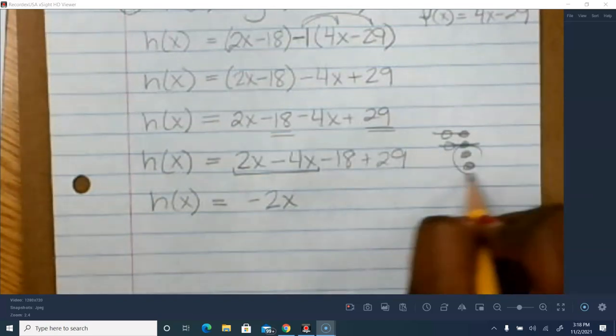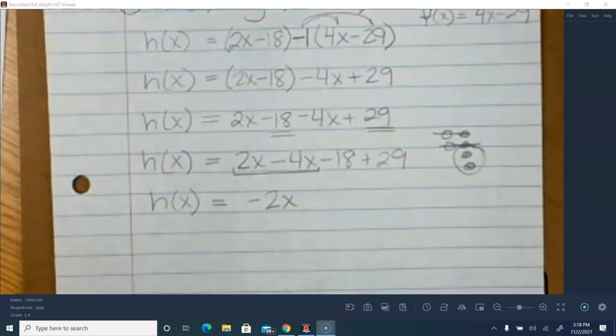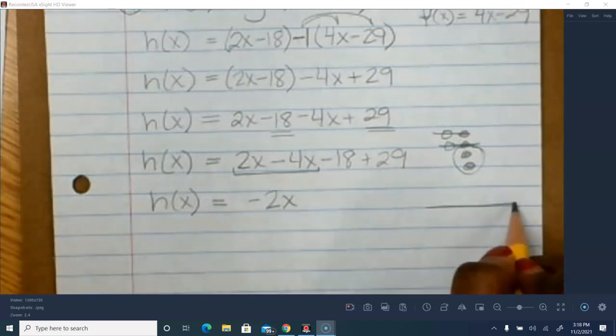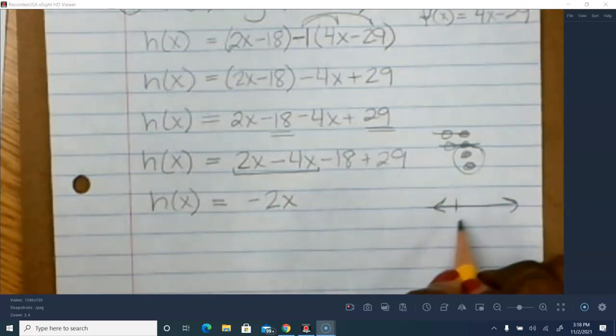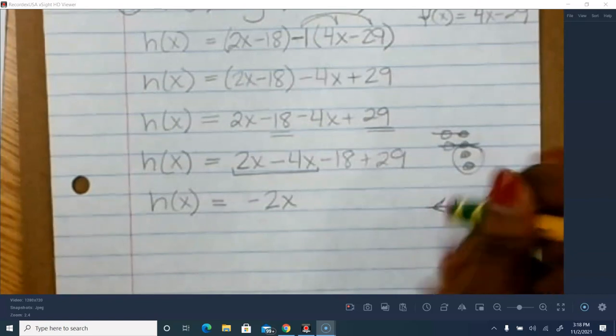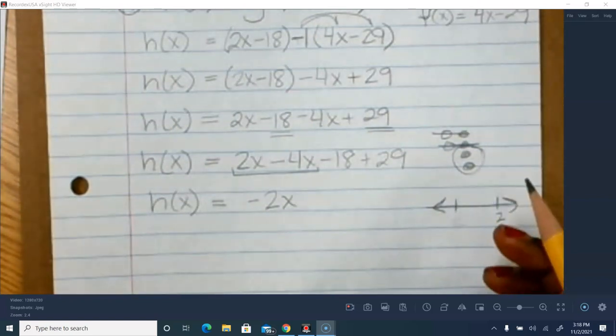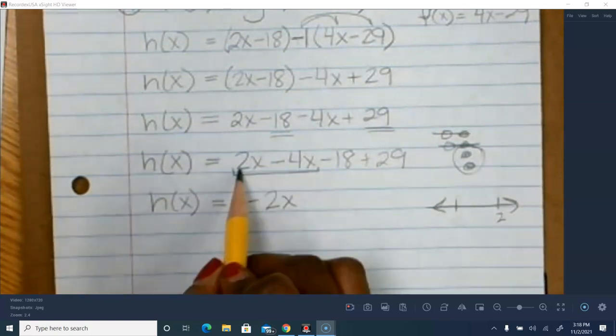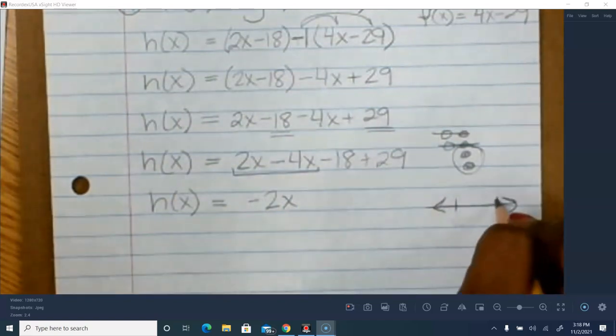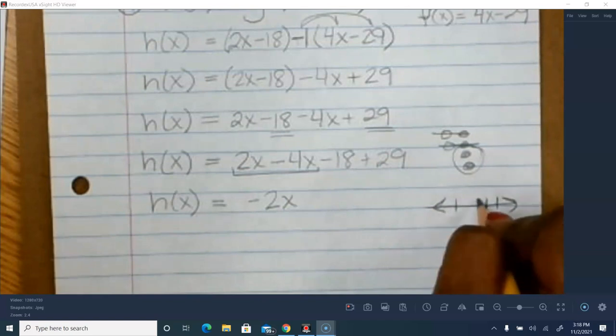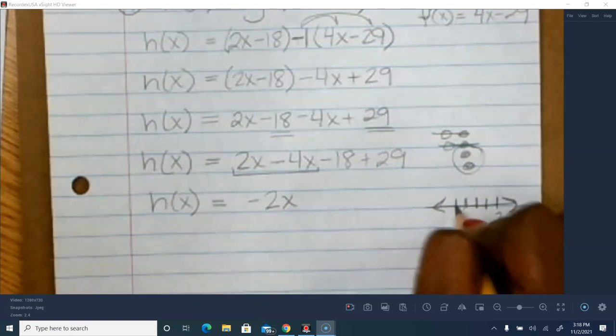These are going to cancel out, and that's going to leave me with 2 negatives. Another way we can look at that is if we had a number line, and we're starting at positive 2, and we would go to the left 4. Start at 2, go left 4. So I'm starting at 2, and I'm going to go left 1, 2, 3, 4.